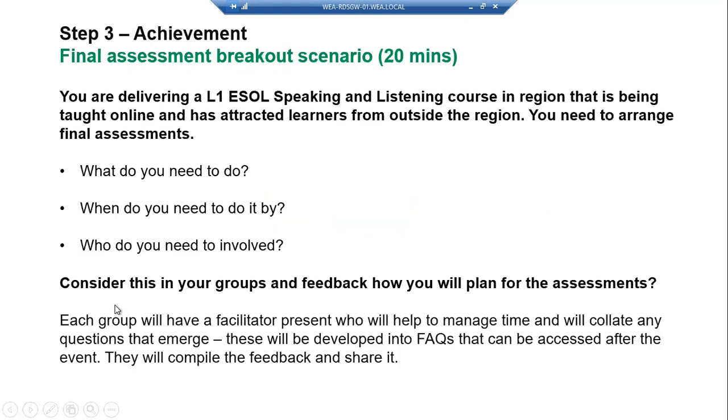Okay, final breakout activity. We are probably going to give you about 15 minutes for this, if that's all right. This is a common one at the moment, because lots of you are setting up courses and you're finding that these courses that you're teaching online are attracting learners from outside of a region. So thinking again, back to step one, planning and preparation. You're going to need to arrange final assessments. What do you need to do? When do you need to do it by? Who do you need to get involved?